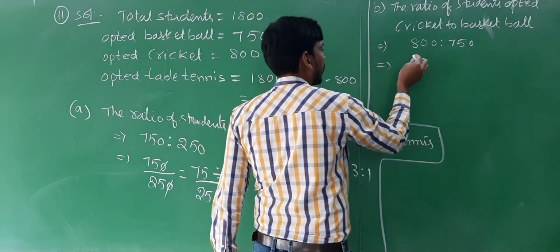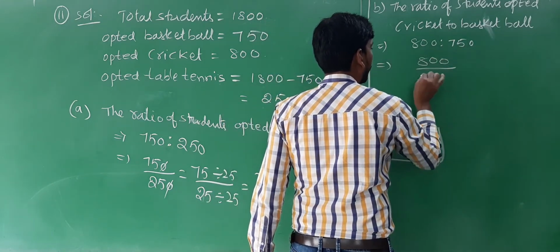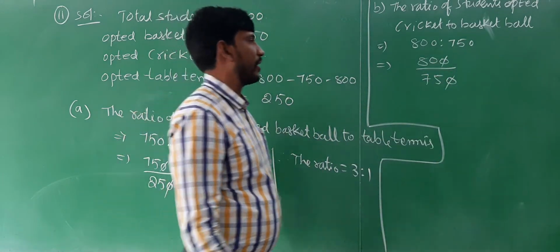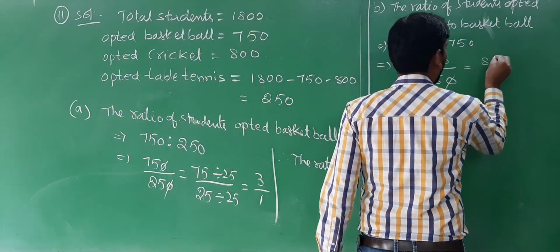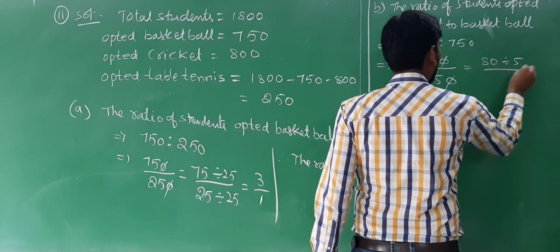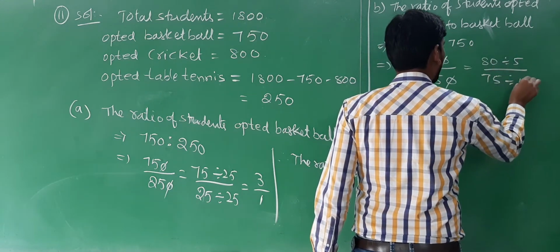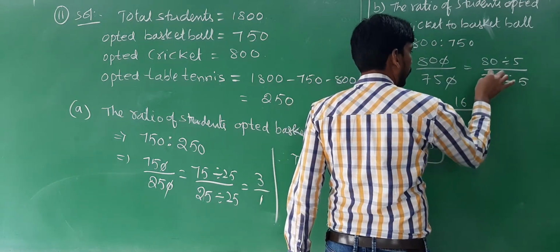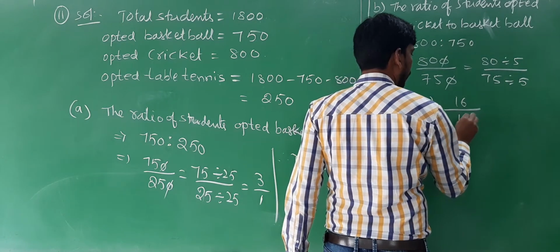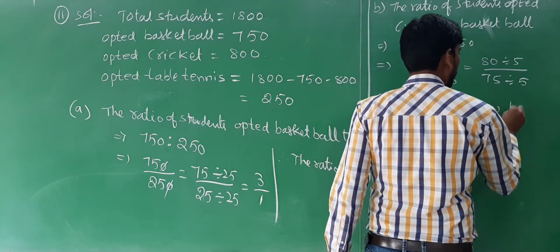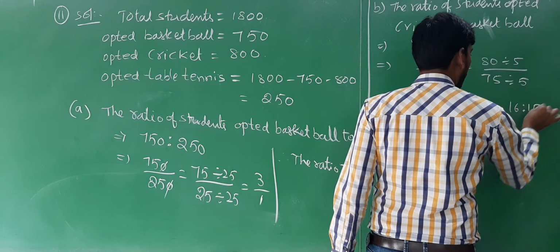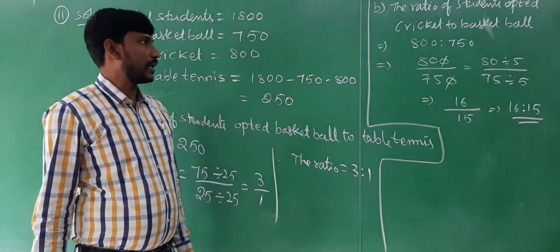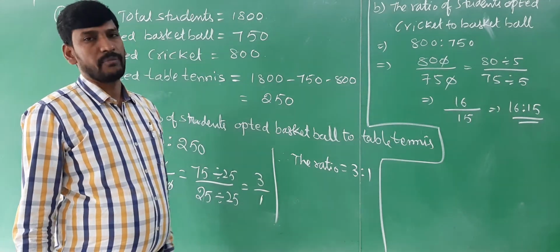So which implies 800 divided by 750. The zeros will be cancelled. 80 and 75 both are multiples of 5 only. So divide with 5, and 75 also divide with 5. You will get 16 and 15. So which implies 16 to 15 is the answer. So if 16 people opted for cricket, then 15 students opted for basketball.